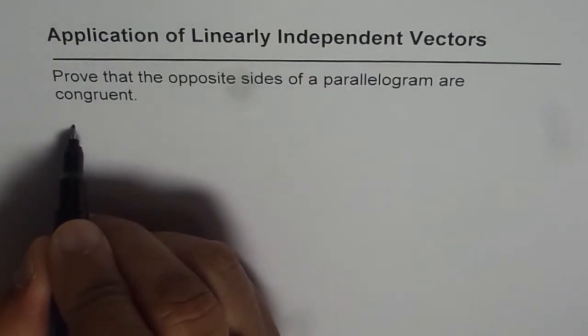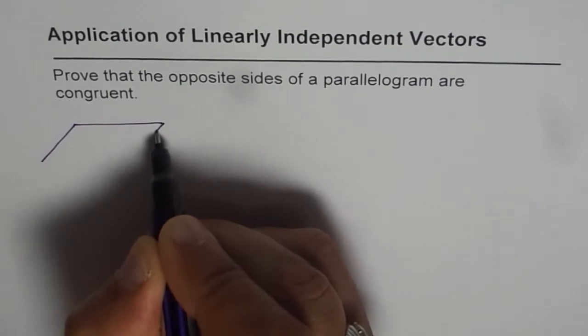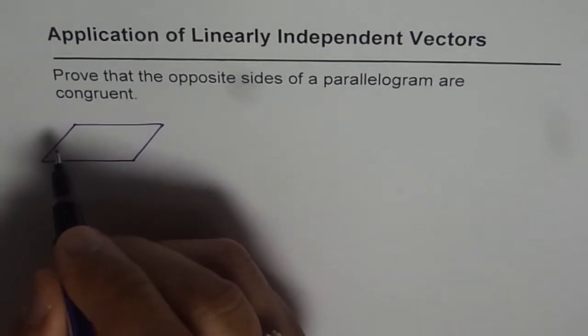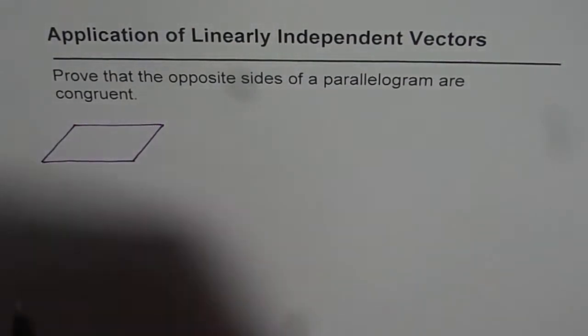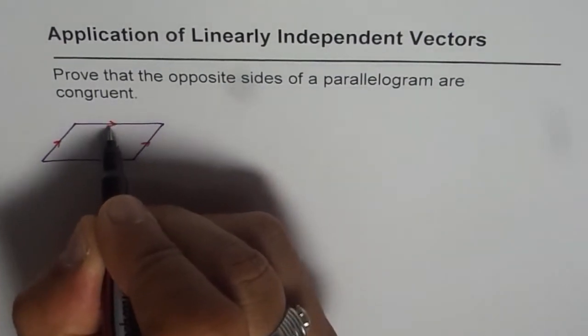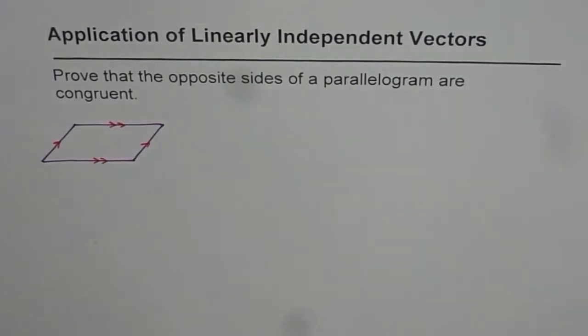So let's first draw a parallelogram. Let's say that's a parallelogram. What we are given in a parallelogram is that the opposite sides are always parallel. That is what a parallelogram is. So opposite sides are parallel. Now what we need to prove is that they are equal also. So that is what we need to prove.